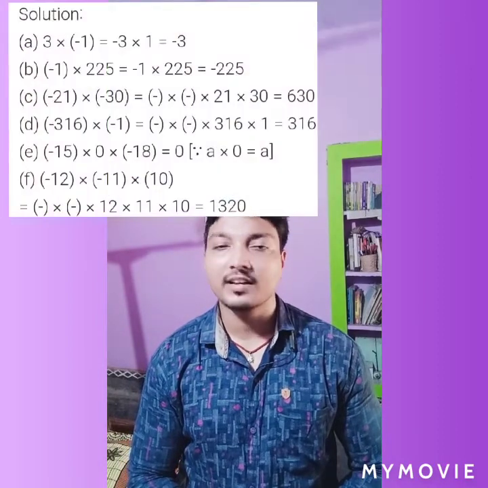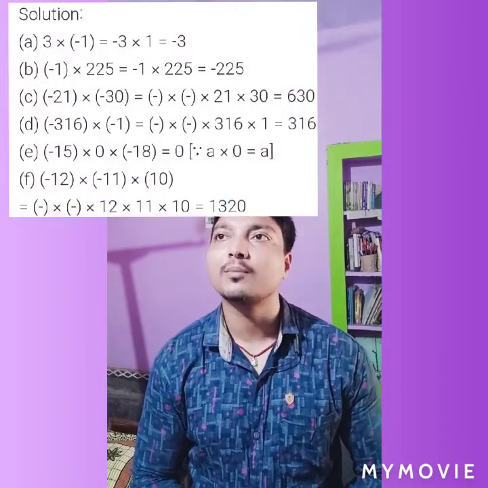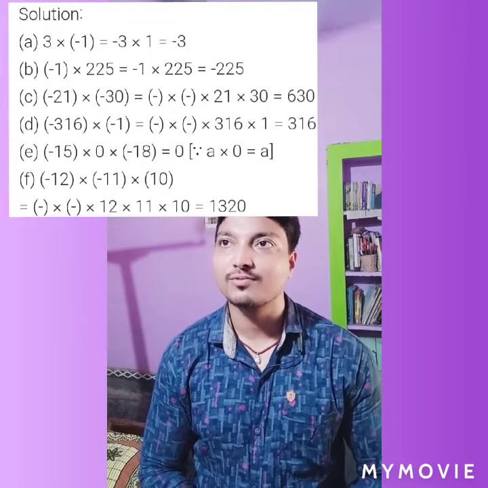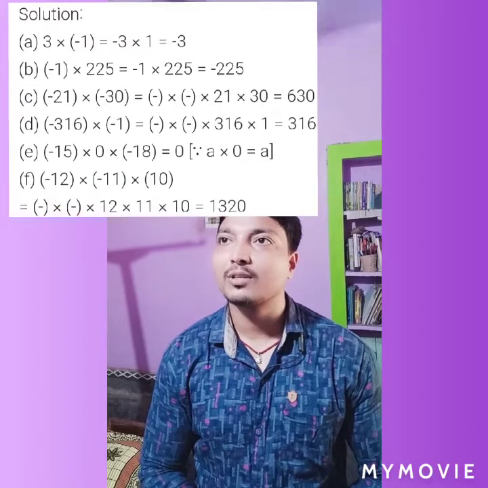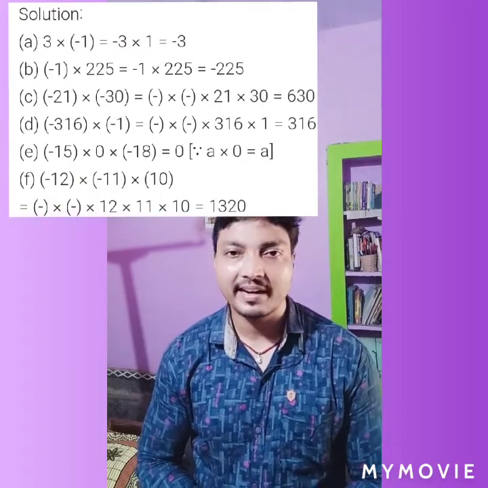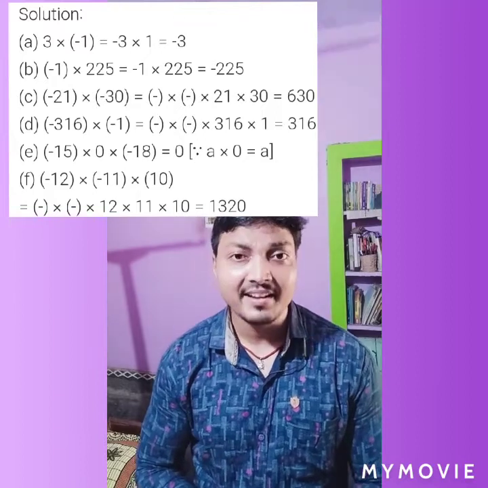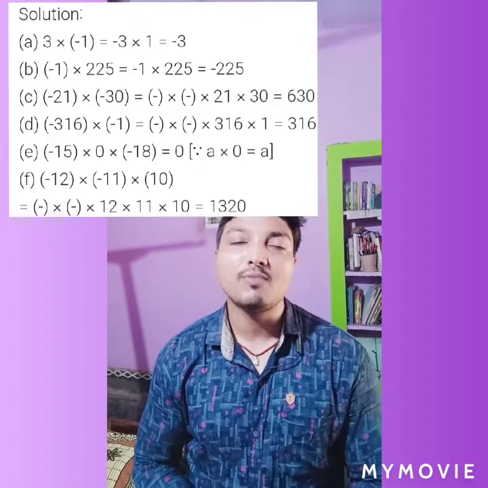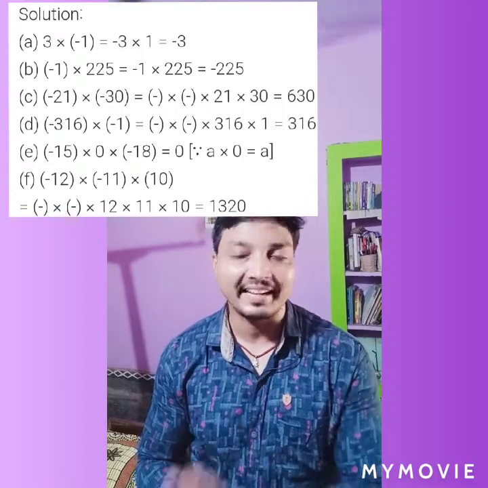Now we will discuss question number 1. Exercise 1.3, first question: you have to fill in the blanks. It is given the product of integers, and the first question is 3 into minus 1. Whenever a positive is multiplied with a negative, you have to multiply their numeral values and forget the sign of both integers. 3 into 1 is equal to 3, and here the sign will be minus.